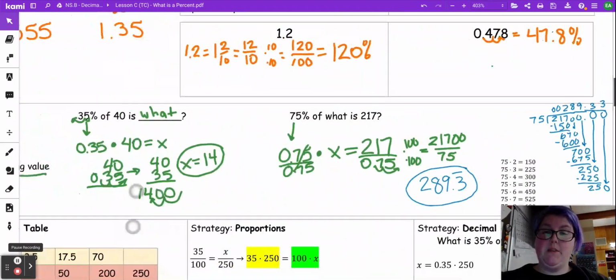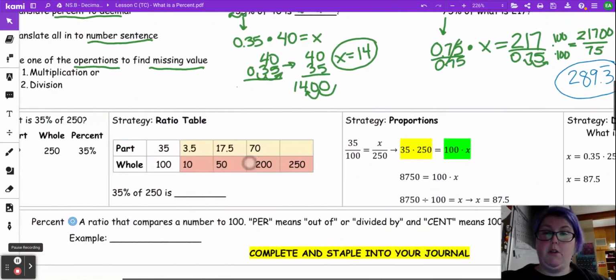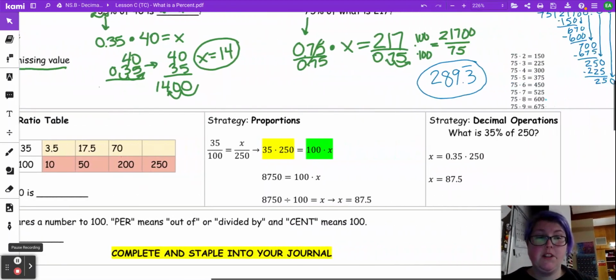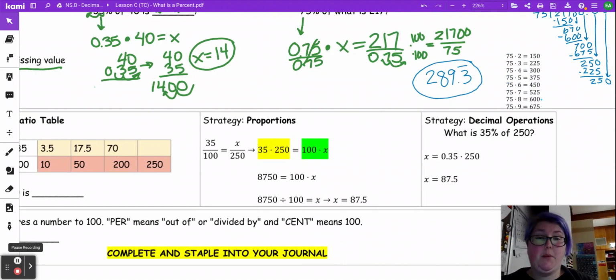That last part of your notes, I am not going to go over. You have ratio tables that we've already used. You can use those to figure out these same problems. You can also use proportions and the decimal operations that I showed you. So we now have 3 different ways to figure out these problems.